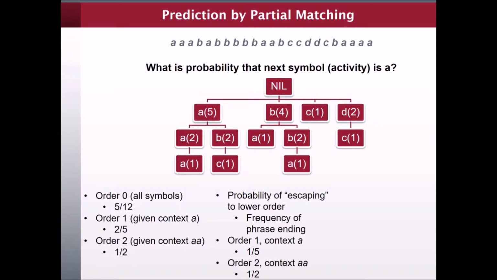Secondly, for each one of these different phrase sizes, we have to consider what is the probability that the phrase size is that length versus a phrase size that is a shorter length. So for every phrase, we have to consider the probability that the parsing does what we call escaping to a lower order or shorter phrase length, and that is the frequency of the phrase ending at that point.